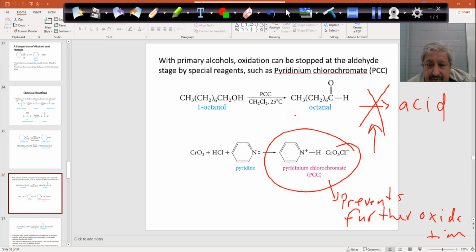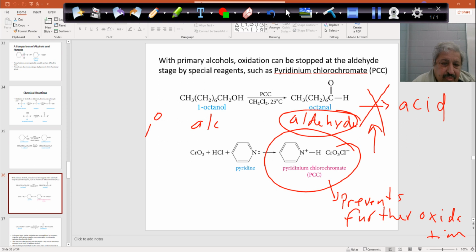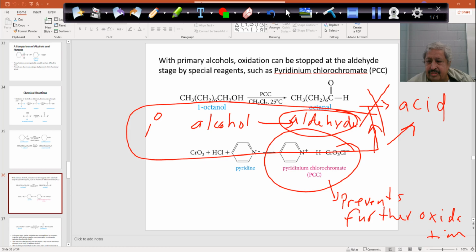So this is an aldehyde, and it will stop there. This is an alcohol, that's a primary alcohol, goes to aldehyde and stops there. Going further here is not allowed. Why? You are using a compound that prohibits this reaction from going through. Okay, so the aldehyde cannot go further to carboxylic acid.